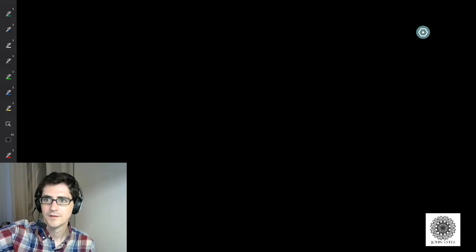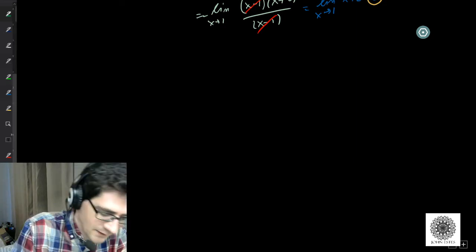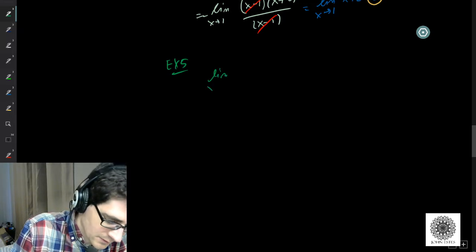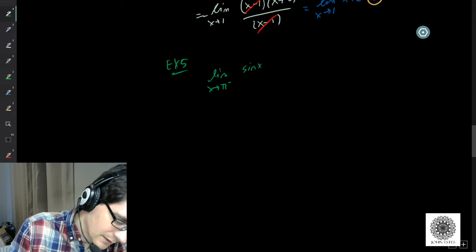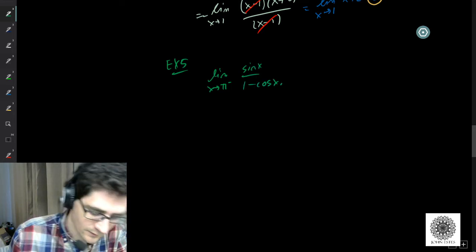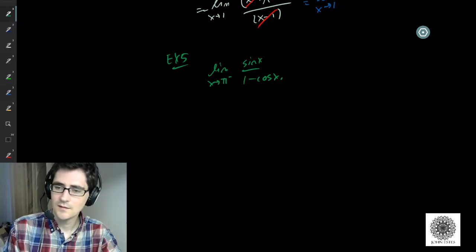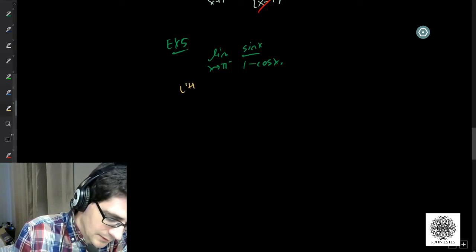All right, let's look at another example here. Now, I was wondering about skipping the next example, but let's go ahead and look at it. Example 5, because I want to point out something. This is pretty neat. So let's approach pi from the left, sine x over 1 minus cosine x. Now, you have homework on this, so you're thinking, okay, this is section 6.8, so I just need to apply L'Hopital's rule. And if I apply L'Hopital's rule here, watch what happens.